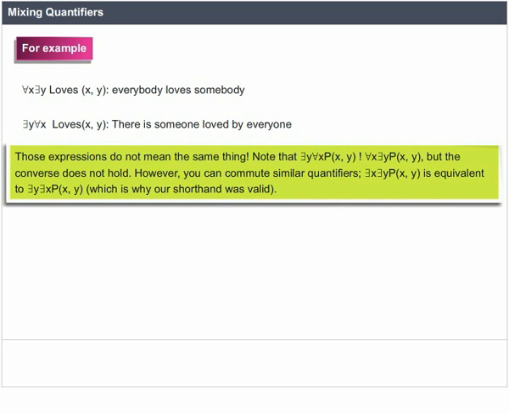Note that there exists y, for every x, P(x, y) implies for every x, there exists y, P(x, y), but the converse does not hold. However, you can commute similar quantifiers. There exists x, there exists y, P(x, y) is equivalent to there exists y, there exists x, P(x, y), which is why our shorthand was valid.